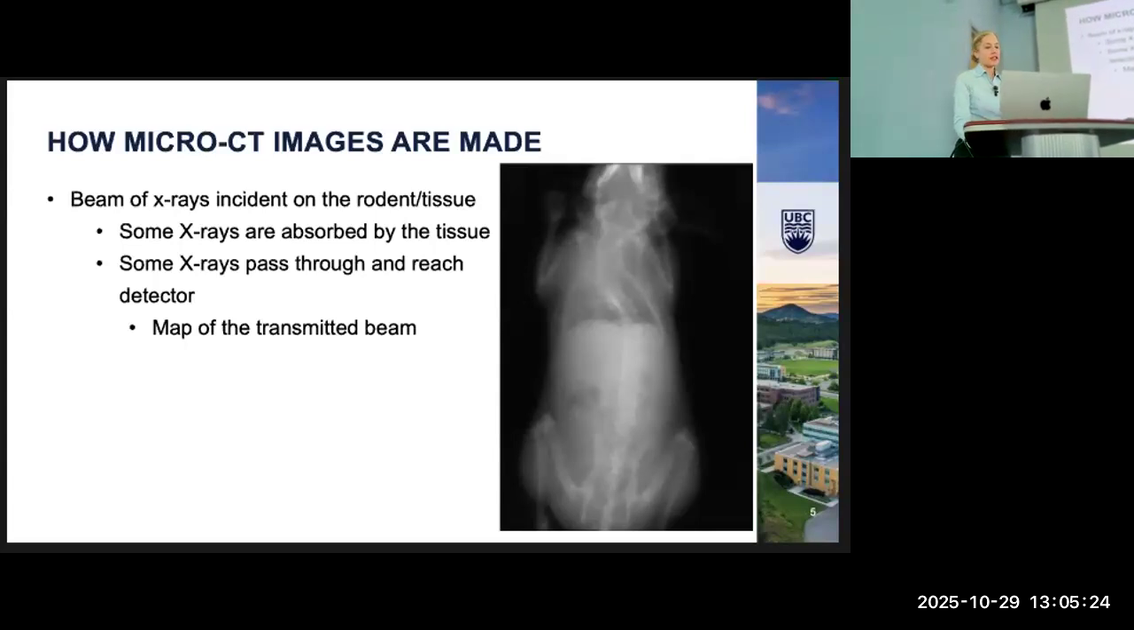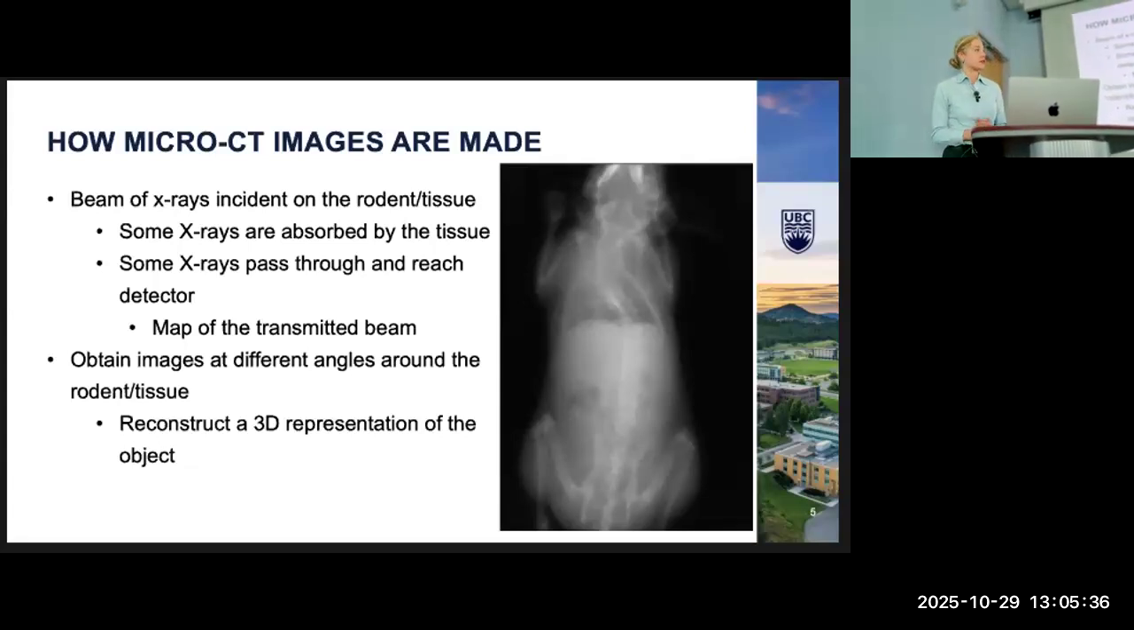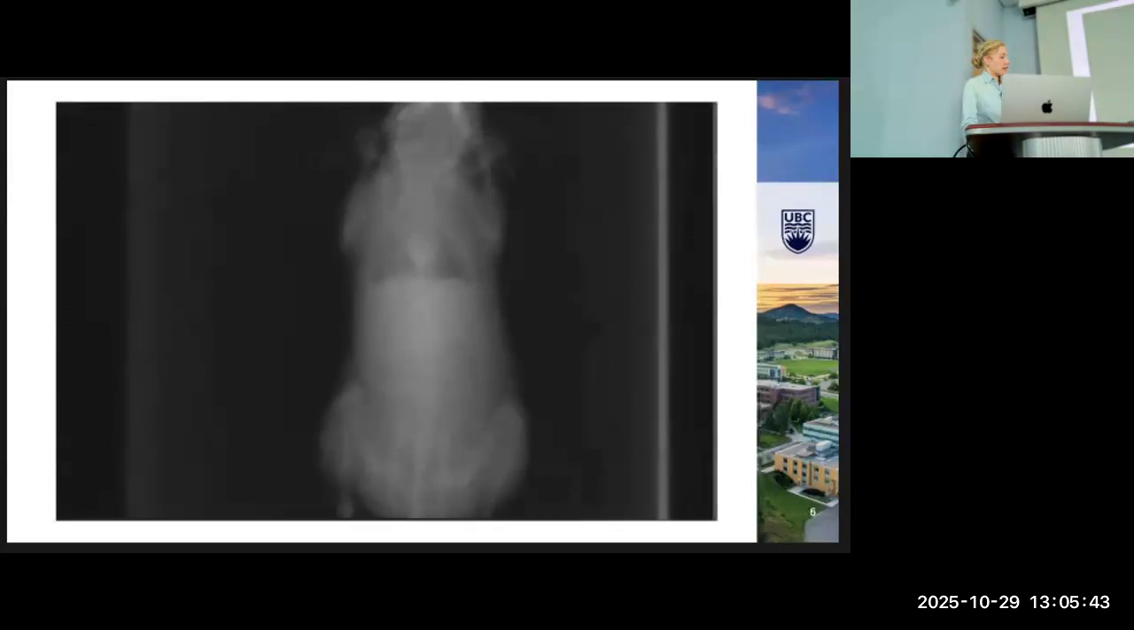So if we add different angles all the way around, we can reconstruct a 3D representation. By looking at different angles, we can start to figure out the distribution of all the different organs and how they are shaped, sized, distributed, the distance between them, and all of that. So that looks like this.